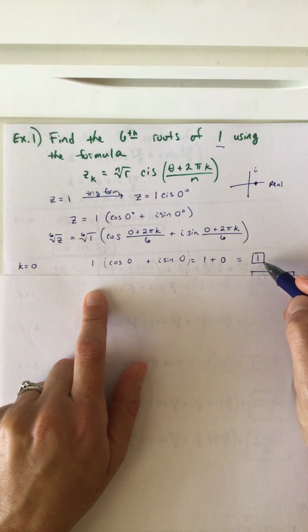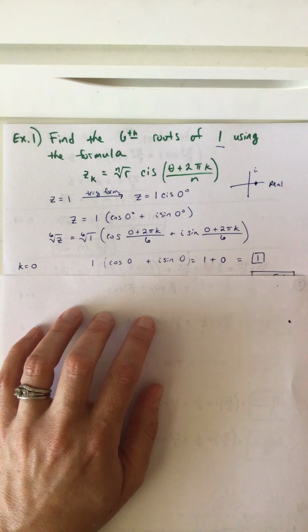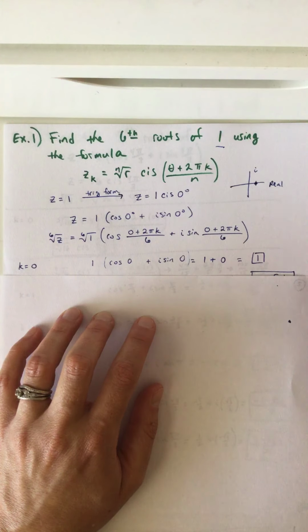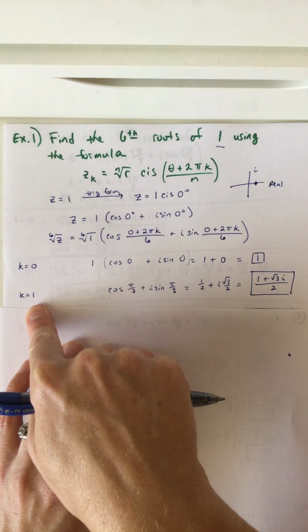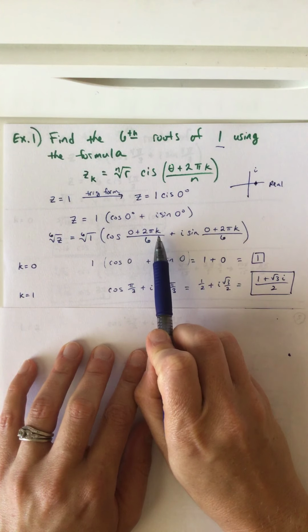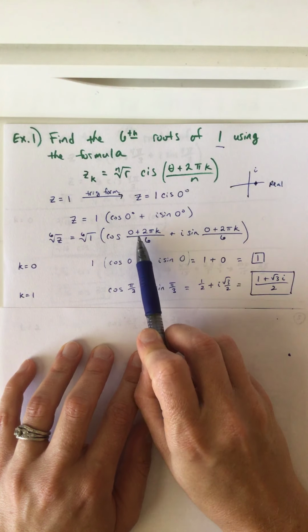And so we get the answer 1. And we're just going to go through over and over until we get the number of roots that we need. Next, we're going to use k equals 1. We can imagine plugging k equals 1 here. Well, that would just be 2 pi over 6, which simplifies to pi over 3.